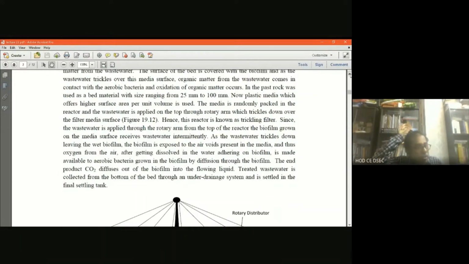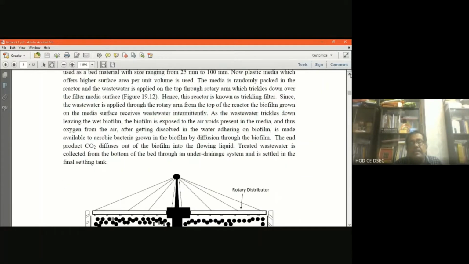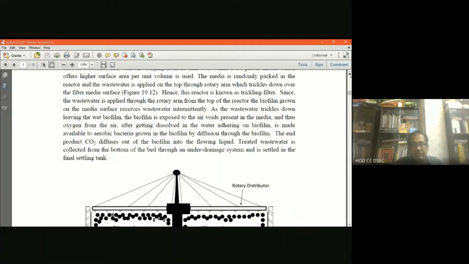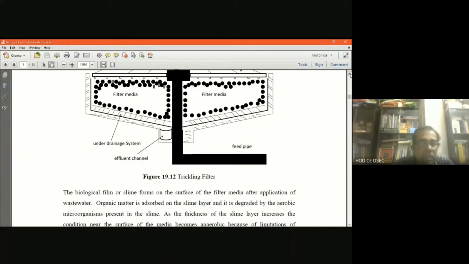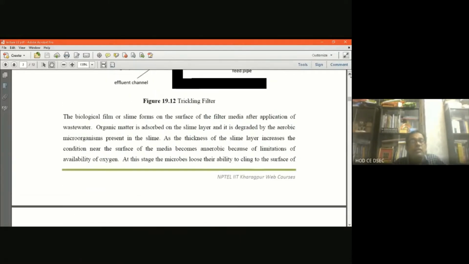and the treated wastewater, as I have shown you in the diagram, is collected from the bottom of the bed through an under drainage system and is settled in the settling tank. Why settling tank? Some biomass may be present with this wastewater, that will have to be allowed to settle in the SST, the secondary sedimentation tank, which is attached with this trickling filter. Now this biological film is also technically called the slime.